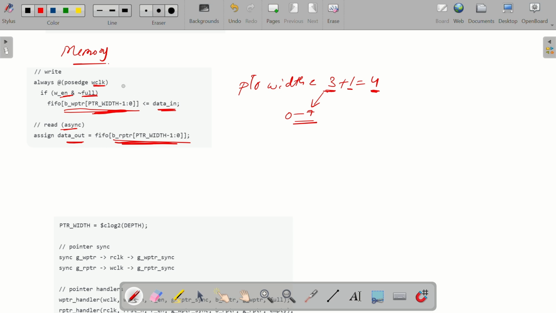I say that this is synchronous because your writing is happening with respect to a clock. That means the state of the system is changing only with respect to your clock. That's why this is synchronous. And for read, the read pointer tells you from which location the data has to be read, and this read pointer will change only when your empty flag is not asserted and your read enable is asserted.